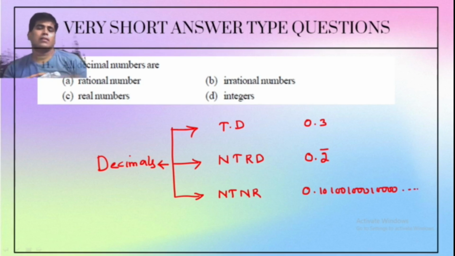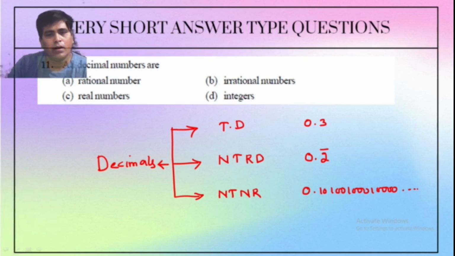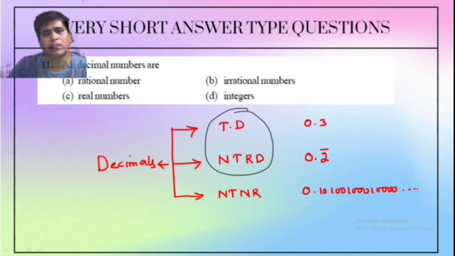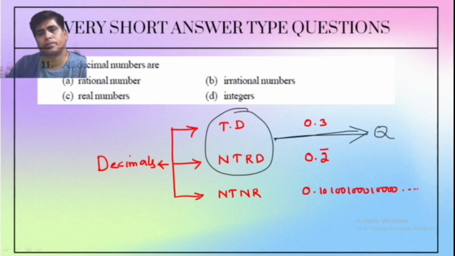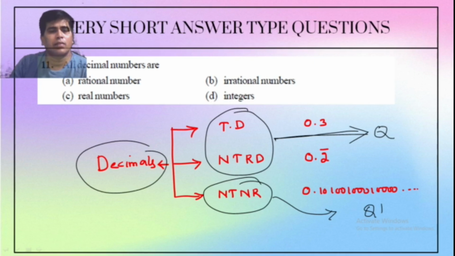So all these concepts you have already learned in the 9th class. Terminating and non-terminating repeating decimals come under rational numbers. Neither terminating nor recurring decimals come under irrational numbers. So whatever decimals we have, we can categorize them into these. All these are decimal numbers.